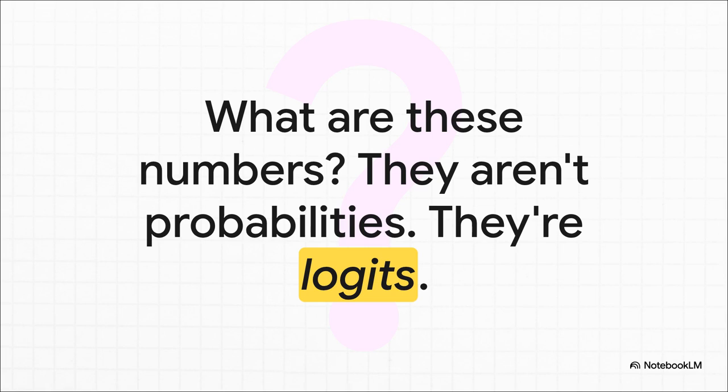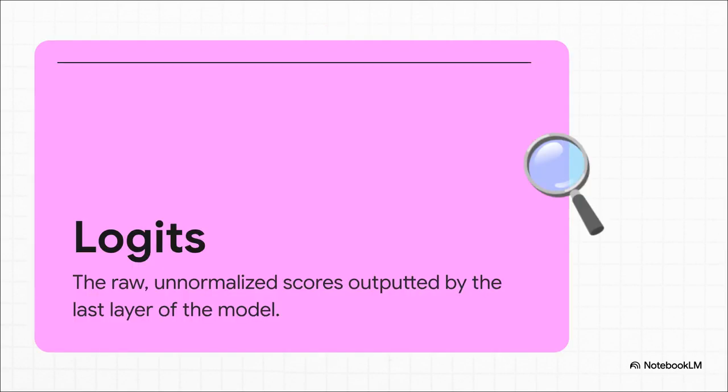This is something that trips a lot of people up. They're not probabilities, they're what we call logits. So what's a logit? It's basically the raw, unfiltered score that pops out of the model's last layer. You can think of it as the model's raw confidence level. A bigger number means more confidence in that answer, but they aren't on a nice, clean scale from 0 to 100, so they're not super useful to us yet.